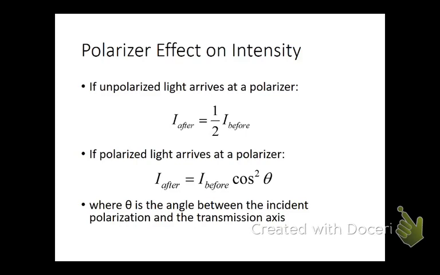However, if already polarized light arrives at a polarizer, the amount that gets through depends on the angle between the polarization of the incoming light and the transmission axis of the polarizer. Use these two equations to solve for how much light, compared to what there was before, actually has gotten through.